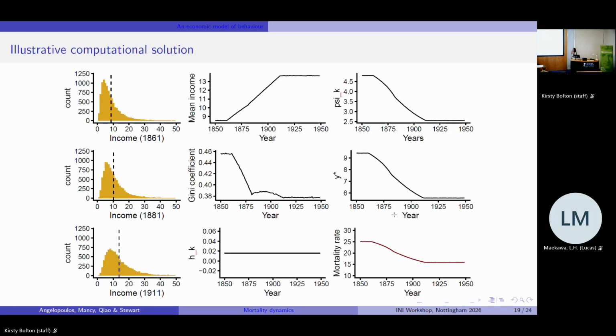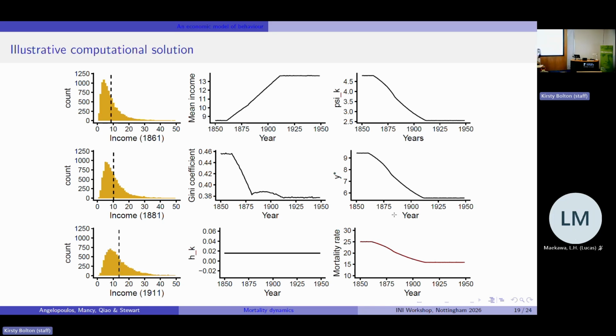Now, I wanted to explain all of that background stuff, so I'm not going to show you very much in terms of results. This is just an illustrative computational solution to this problem, just to show you that we can do it. We're still working on this. This is still work in progress. It's not intended to be results in any formal sense.